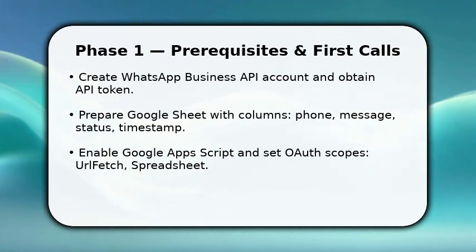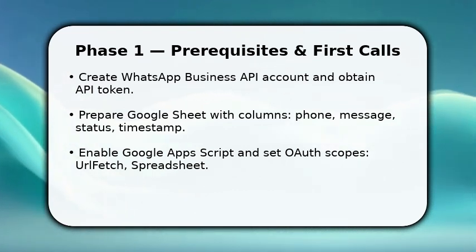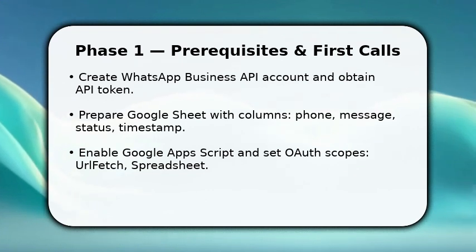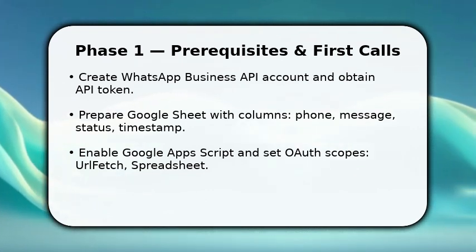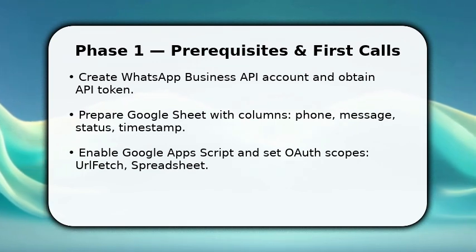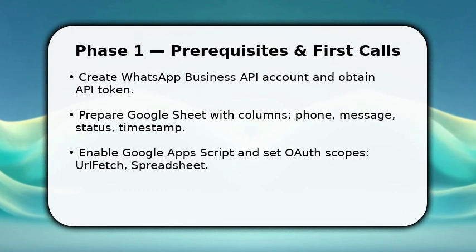This calls UrlFetchApp.fetch with the WhatsApp endpoint. Make sure to set the script's OAuth scopes for external requests. Run a quick test row to validate authentication. If it fails, recheck token formatting and header names.